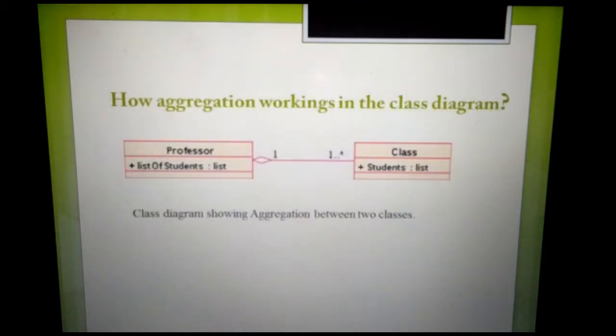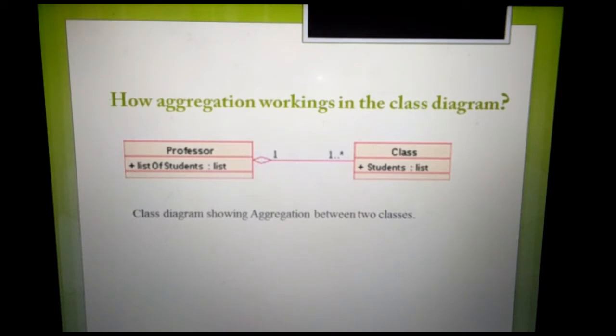How does aggregation work in the class diagram? Aggregation can occur when a class is a collection or container of other classes, but the contained classes do not have a strong life cycle dependency on the container. The contents of the container still exist when the container is destroyed.